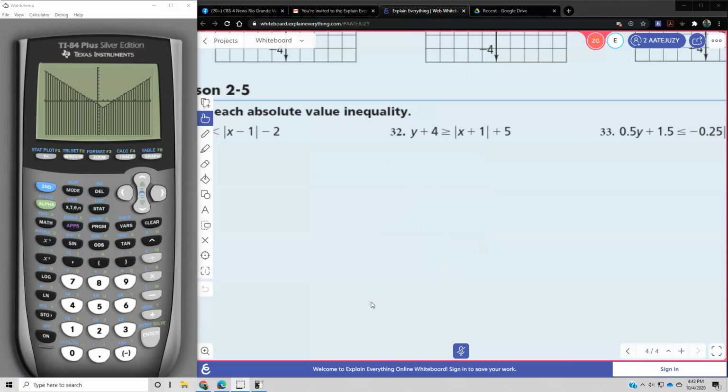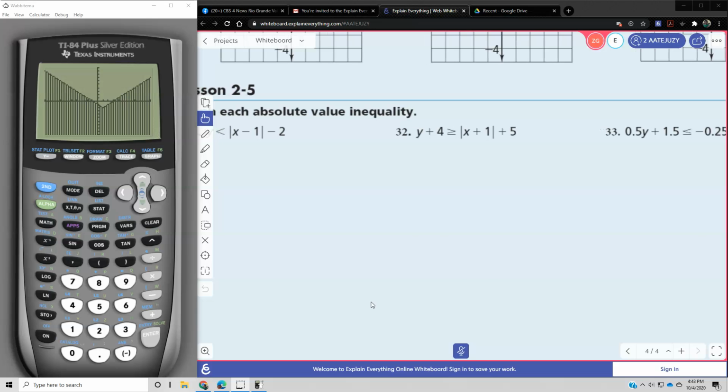Now, 32, we have that plus 4, so we first have to subtract. We have to subtract 4 from both sides, since we want the y by itself. So we have y is greater than or equal to the absolute value of x plus 1 plus 1. And this says y is greater than or equal. So that means that we're looking at the values that are greater than 1.